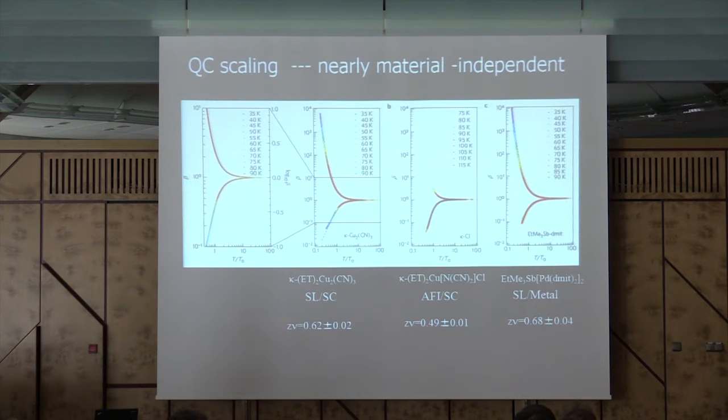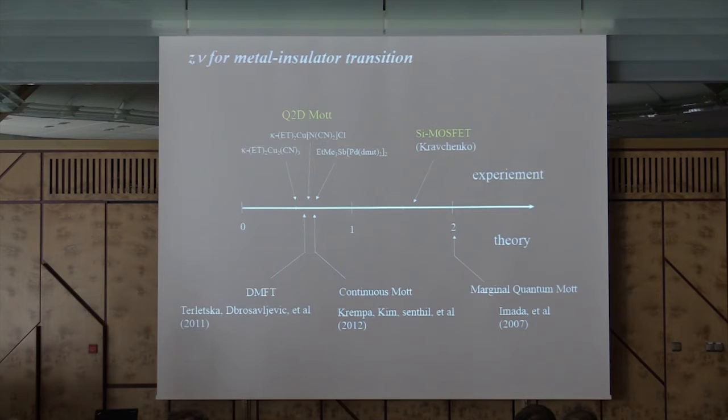The experimentally obtained critical exponent zν is 0.6, 0.5, 0.7 or less, somewhat different. But in this range between 0.5 and 0.6, this is the tabulation of typical values extracted from experiments and theory. Our experiments suggest that the exponent is located here, and the DMFT here, and the continuous Mott transition theoretical work suggests here. Yesterday's talk is here. So the theoretical predictions and experiments are concentrated in this region, but I'm not certain about whether these differences are meaningful or not.